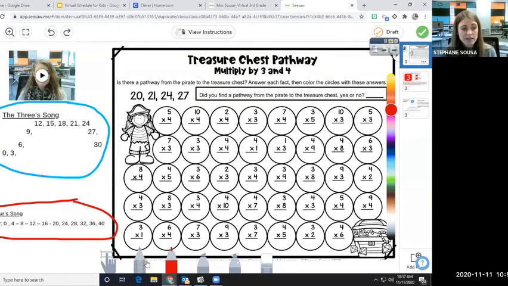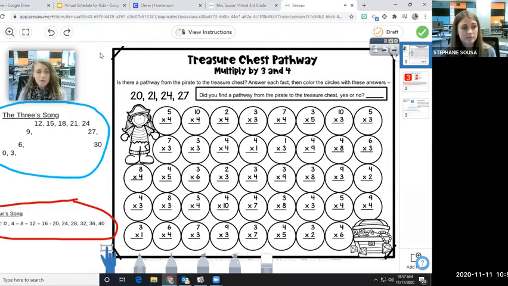The directions say, in order to get fluent with your 3s and 4s multiplication facts, you will use the multiplication songs for 3s and 4s to help you answer each question inside of this bubble. You will also then at the end color each product of 20, 21, 24, and 27 to see if you can create a clear path to the treasure for the character.